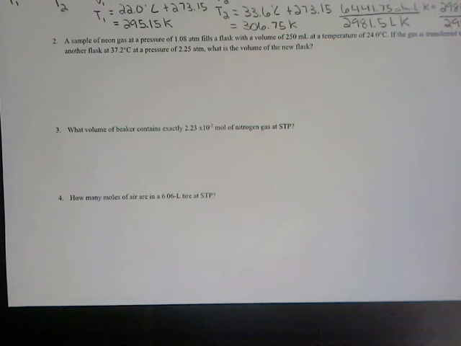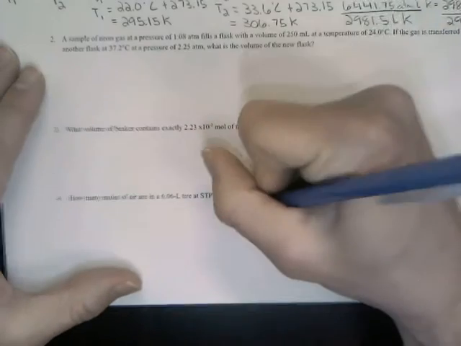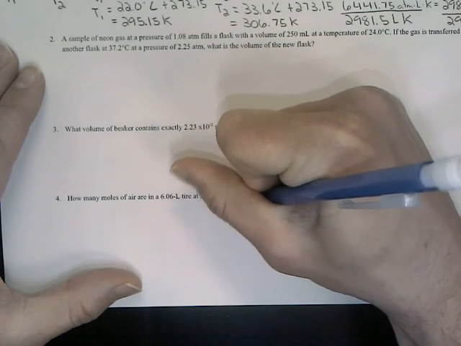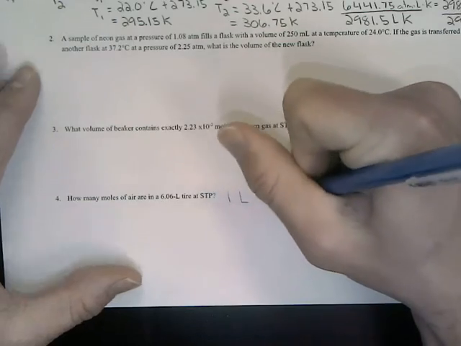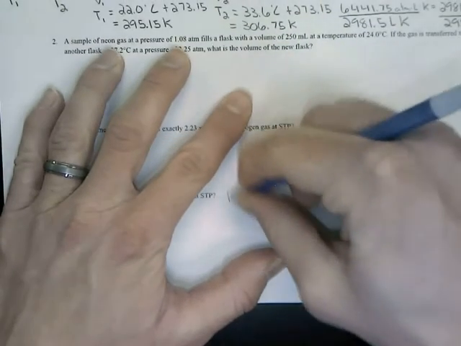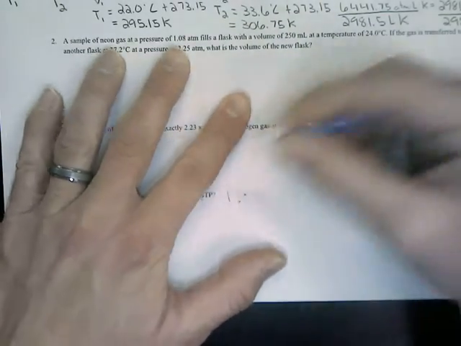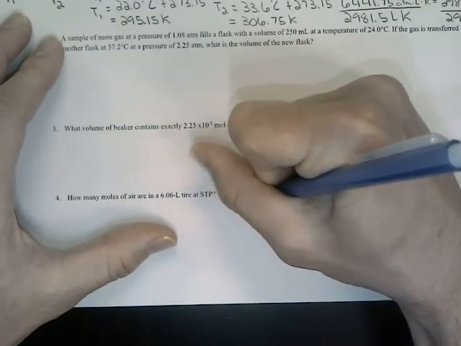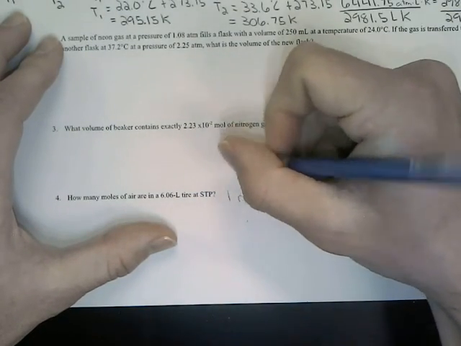So it says, how many moles are in a 6.06 liter tire at STP? Well, remember, STP, I'm not going to write this down, but is 25 degrees Celsius and a pressure of 1 atmosphere. And at STP, 1 mole of gas is equal to 22.4 liters.